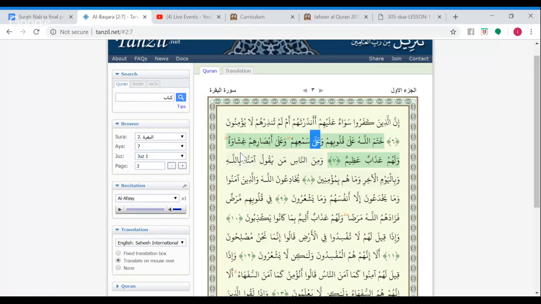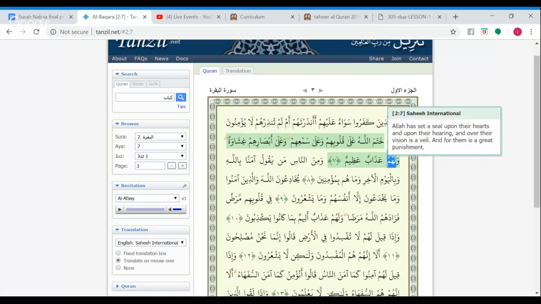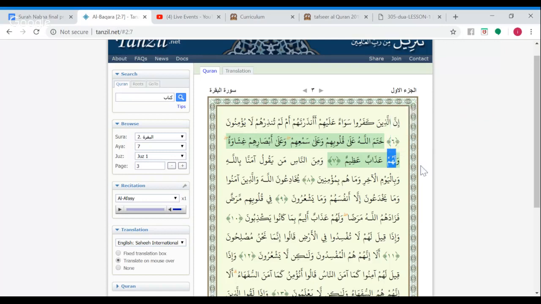Wa ala absarihim ghishawatun, walahum, and for them, lahum. What's going on here? Tell me about this la. And for them, la here means for. We cannot say lahim, it doesn't go with the language. Lahum, so the hum status is jar here, it's majroor because of the la in the beginning. Remember when I said if la has the meaning of for, then the ism it is attached to is considered majroor. So in lahum, hum is majroor, though it does not look like majroor. But the status is majroor.